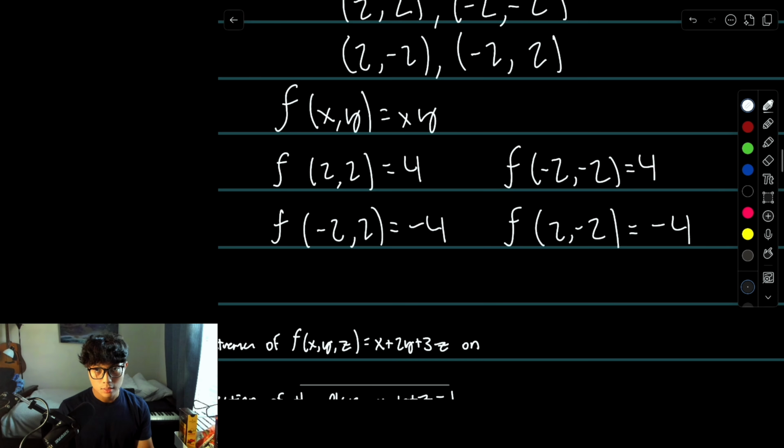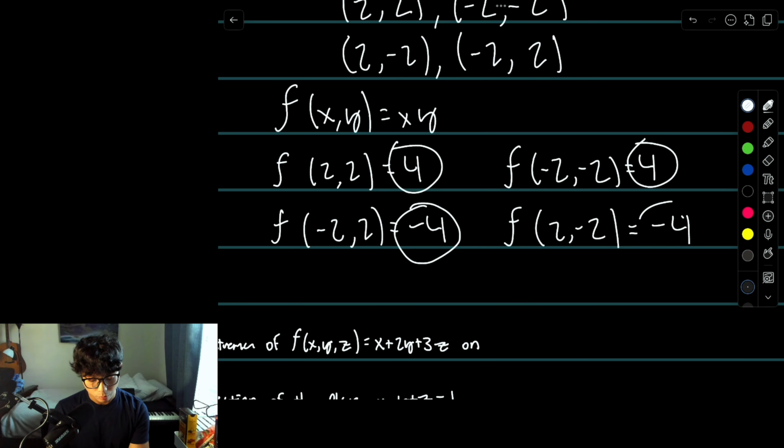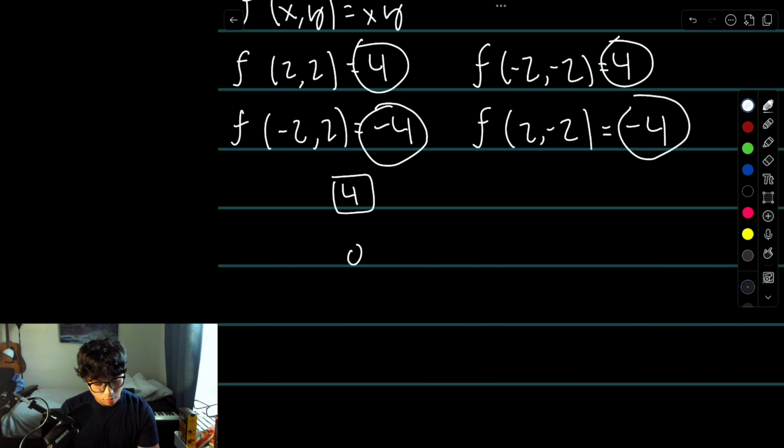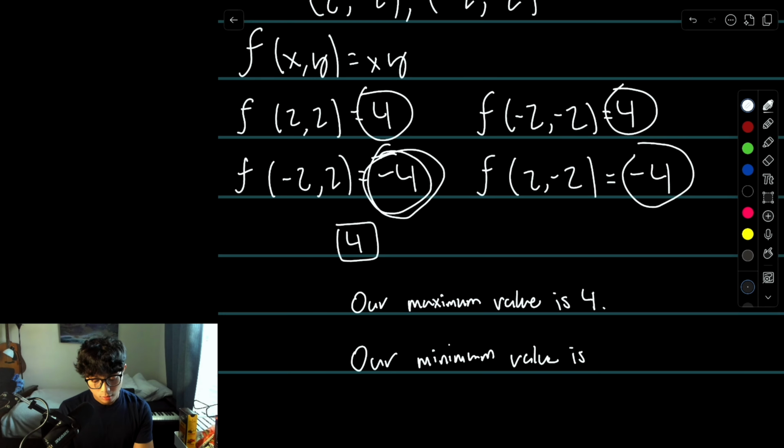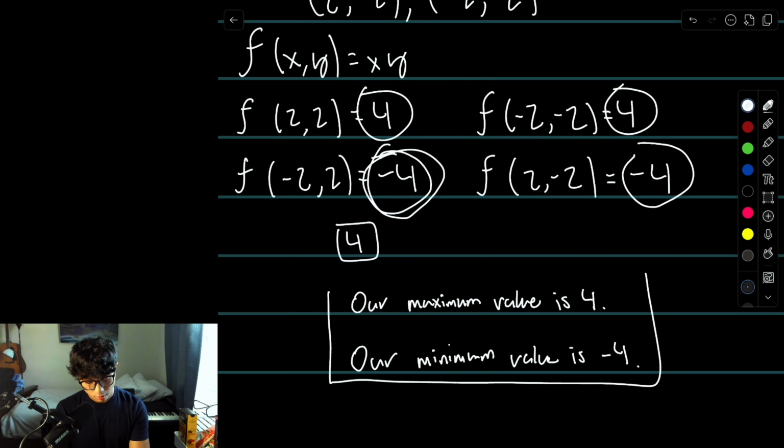So this concludes that our maximum value is the biggest number, which, out of all of these, would be 4. So in conclusion, our maximum value is 4. And if we're asked the minimum value, we just look at the lowest number, which is negative 4. So those could be our final answers.